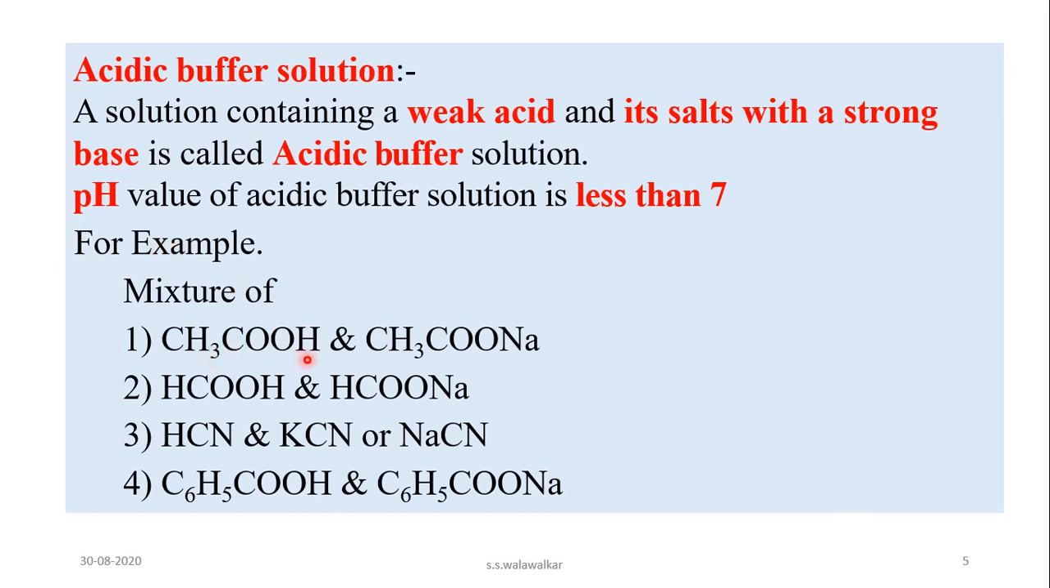Examples are acetic acid and sodium acetate, or formic acid and its salt with a strong base such as sodium formate, hydrogen cyanide and potassium cyanide or sodium cyanide, benzoic acid and sodium benzoate, salt of a strong base. So like this, these are examples of acidic buffer solution.